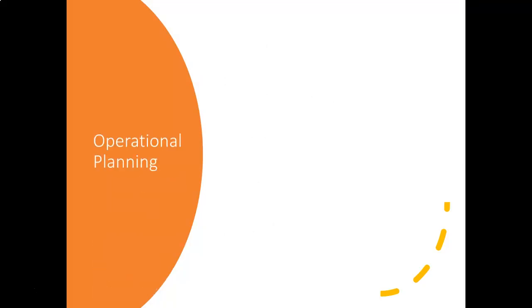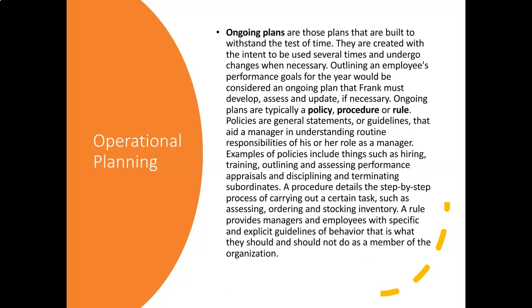Operational planning. So, the ongoing plans are those plans that are built to withstand the test of time. They are created with the intent to be used several times and undergo changes when necessary. Outlining an employee's performance goals for the year would be considered an ongoing plan that Frank must develop, assess and update if necessary. Ongoing plans are typically a policy, procedure or rule.